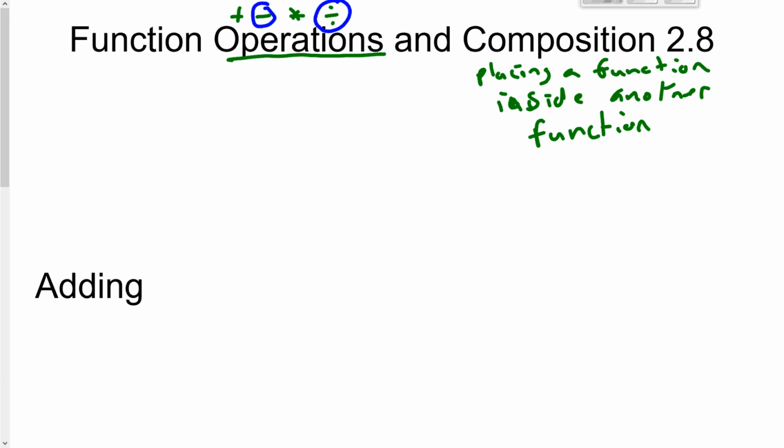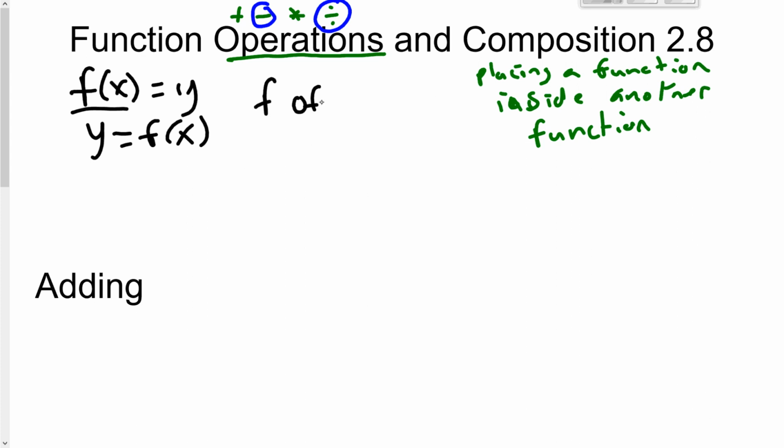Okay? And when we talk about functions, that's just f of x equals y, right? Or y equals f of x. It means the same thing. This is just function notation. The f of x is function notation. And it reads f of x, not f times x, f of x. You're plugging x into the equation.